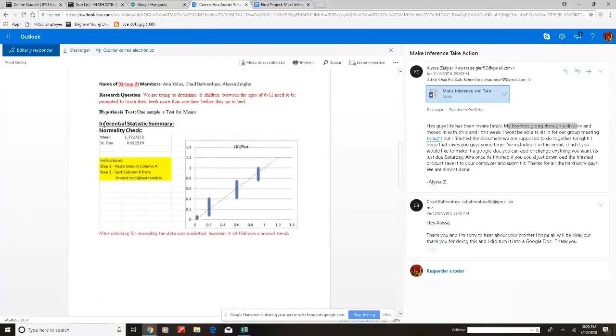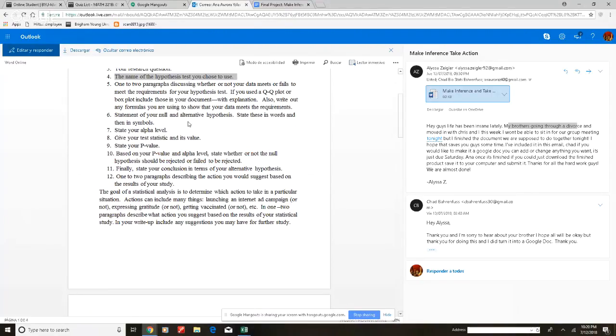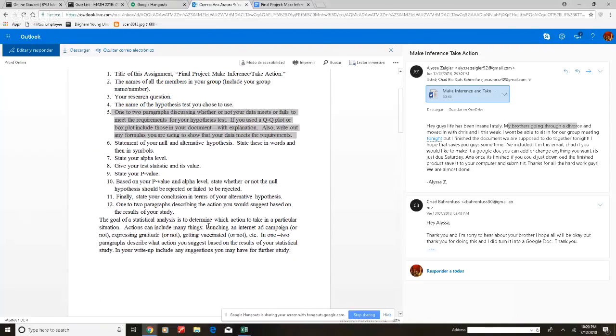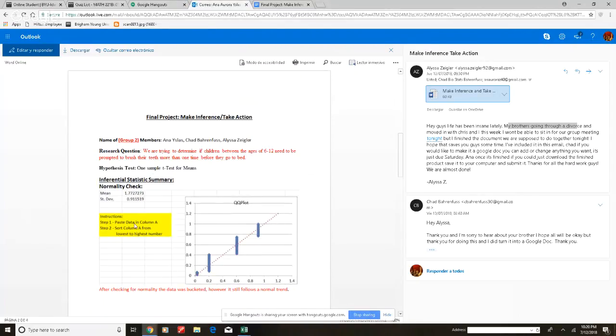Number 4, the name of the hypothesis test you choose to use. She did that. It's right there. Hypothesis test, 1 sample t-test for means. Okay, so that's number 4. 5, 1 or 2 paragraphs discussing whether or not your data meet requirements for your hypothesis test. If you use QQ plots or box plots, include those in your document with explanations. So write out any formula showing that it meets the requirements. That's number 5.